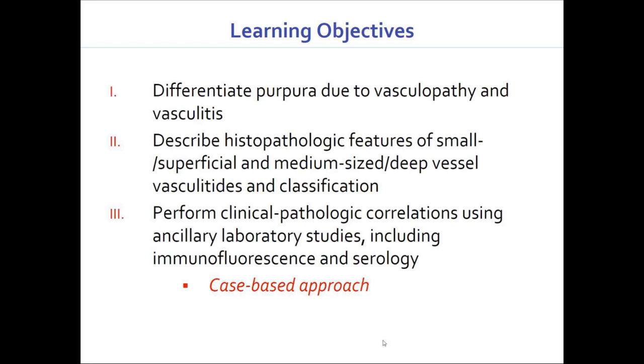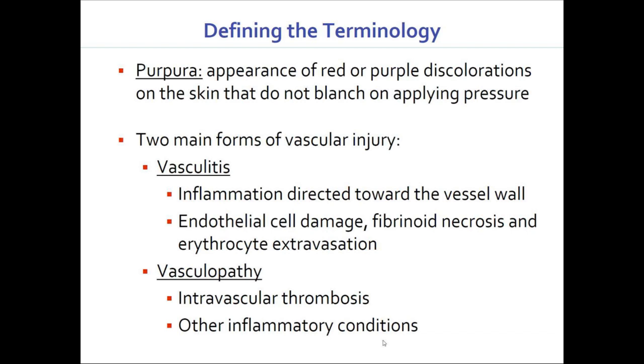So the learning objectives for the lecture today are to differentiate purpura due to vasculopathy and vasculitis, to describe histopathologic features of small superficial and medium-sized deep vessel vasculitides, as well as their classification schemes over time, and to perform clinical pathologic correlations using a combination of ancillary laboratory studies, immunofluorescence, and serology. And for that, we'll be taking a case-based approach. Let's begin by defining the terminology.